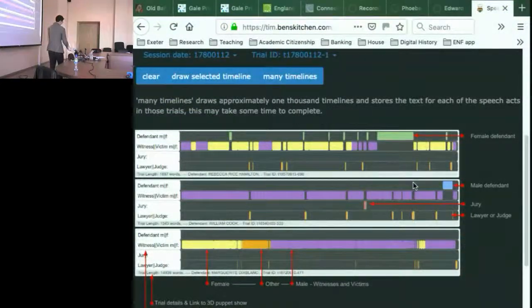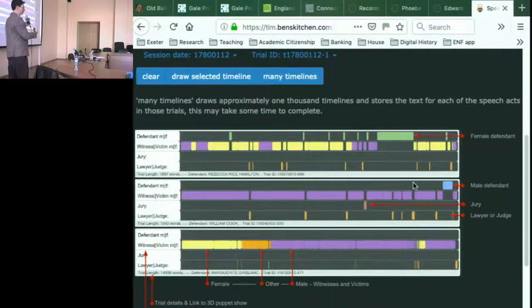So here we have 3 trial accounts, and we have the speech acts in each of those trial accounts. We have the defendant on the top row, witness or victim second, jury, and lawyer or judge. So we can see how in each trial, 1, 2, and 3, the speech differs between those 3 trials. In the top one, the defendant says a lot. In the bottom, they say less right at the end, and then in the final one, they don't say anything at all. Here we have lots of victim, witness speech, and so on and so forth.